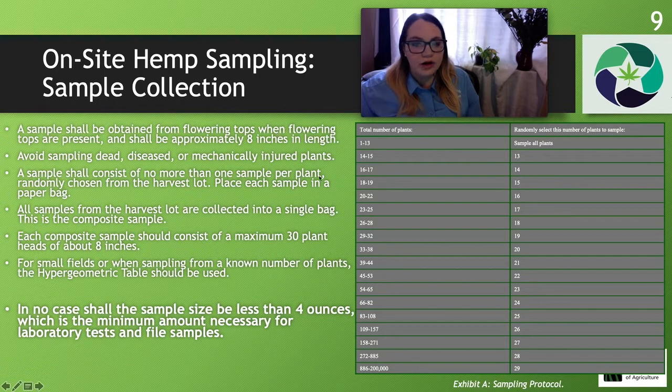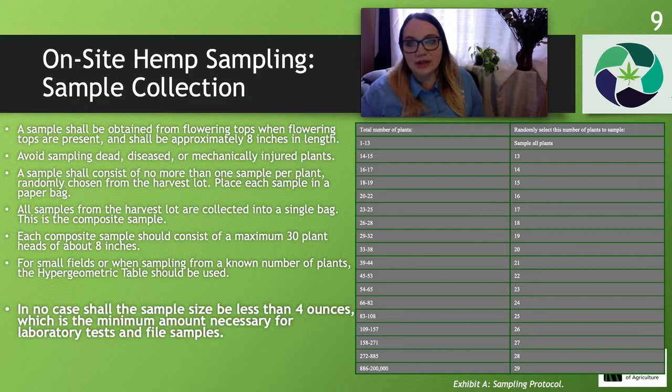Here's a little bit more sampling protocols. I'm just going to run through these. If anyone has any questions or needs additional clarification, do not hesitate to contact me. I know this is really detailed and in-depth, so I welcome questions. So a sample shall be obtained from flowering tops when flowering tops are present and shall be approximately 8 inches in length. So a question I get is, does it really need to be from the top? Yes, it does. And it also needs to be approximately 8 inches.